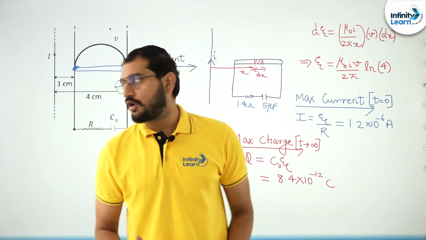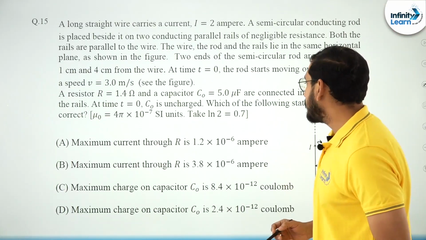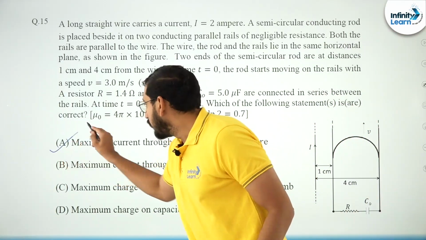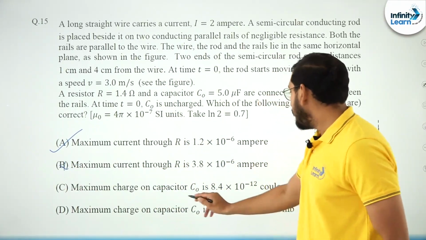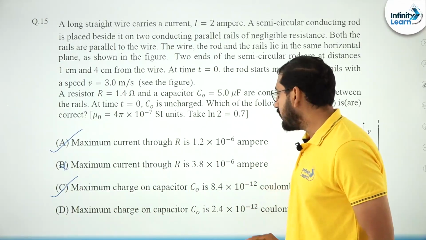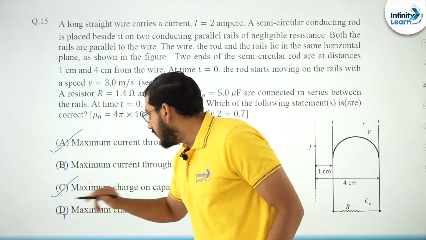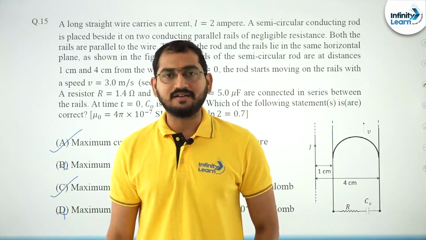Okay, if I go to the options, the maximum current is 1.2 times 10 power minus 6. Obviously option B will be wrong, and the value of maximum charge I am getting as 8.4 times 10 power minus 12, right? Option D will be wrong. So for this question, option A and option C will be the correct answers.